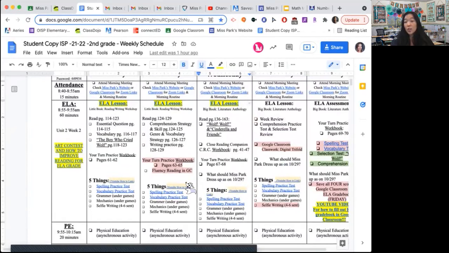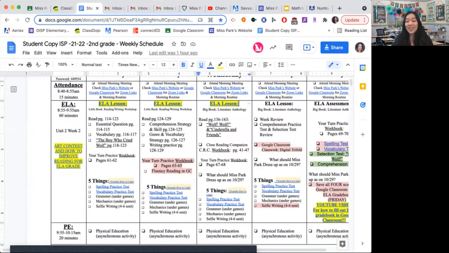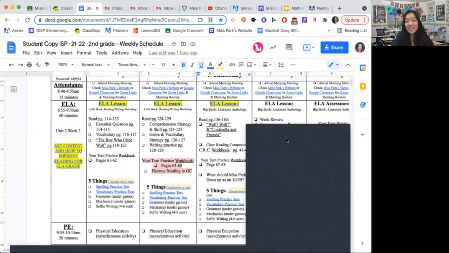Don't forget to turn in your What Should Miss Park Dress Up As on 10/29, the last day of school before Halloween. And the sooner you turn it in, the more time I have to get your costumes ready. I'm only going to choose one, and it might just be whatever is easiest for me to find. All right. So that is it for math.